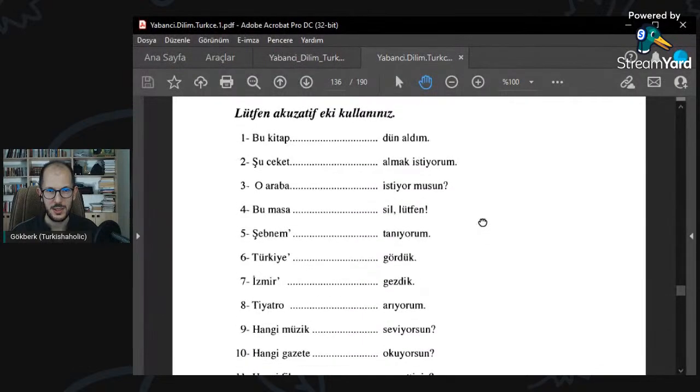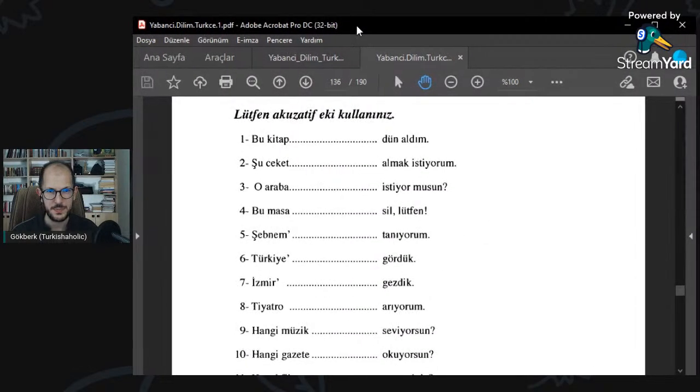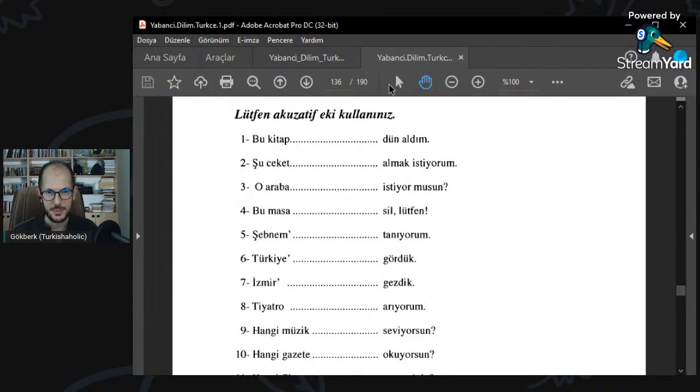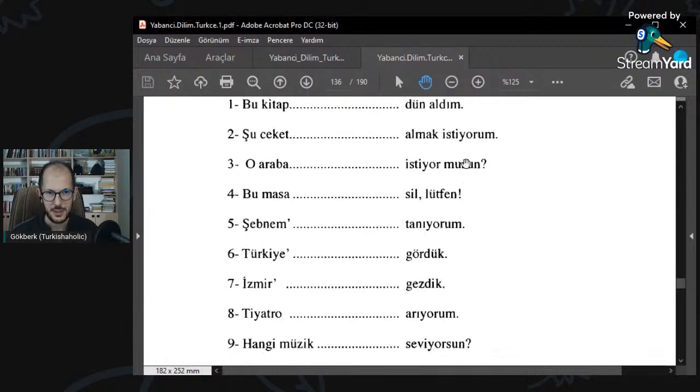So let's first look at the first 10 sentences. Can you see them? I hope you can see them. If you cannot see them, please let me know. I will try to make them a little bit bigger. Oops.